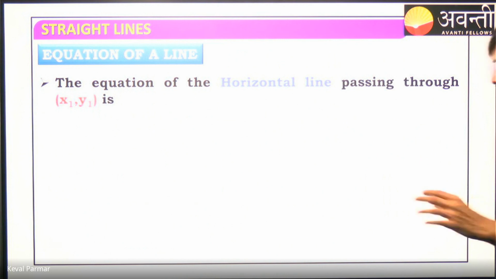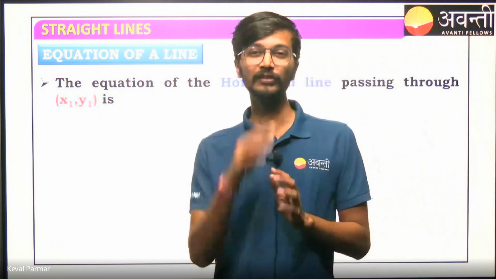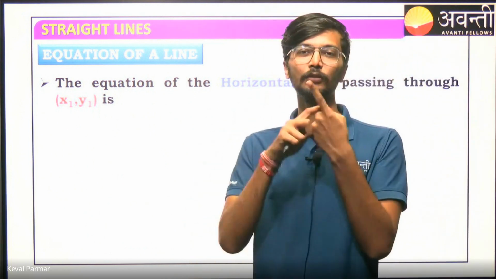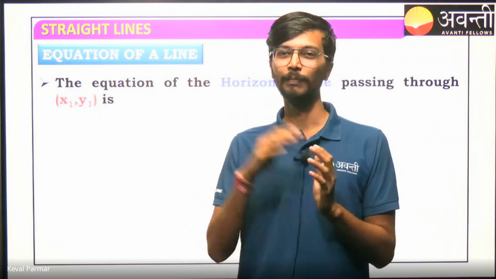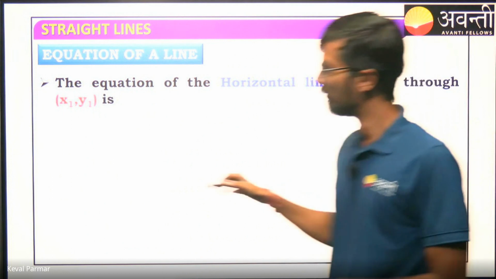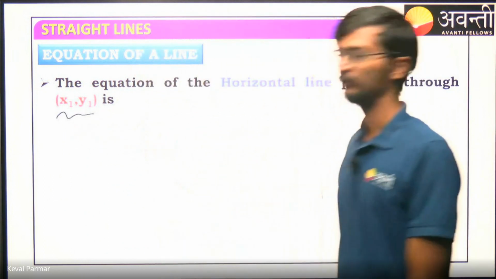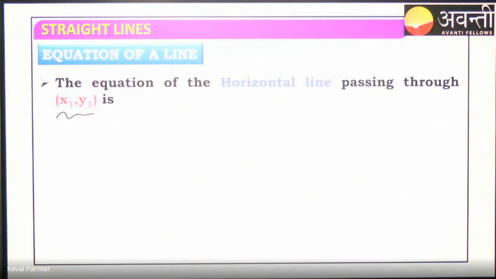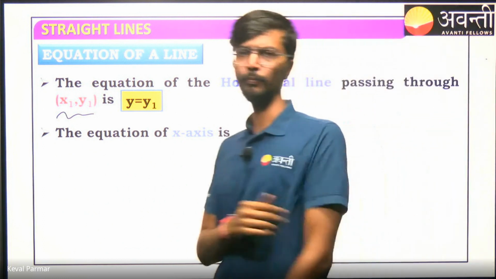As the name suggests, to use the slope point form, we need two things, slope and point. Slope and point. Here you can see the point is x1 comma y1. What will be the slope? Slope is m, right? So I hope you know what is slope point form.